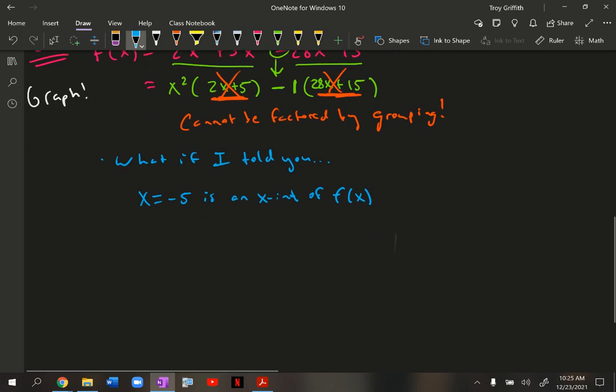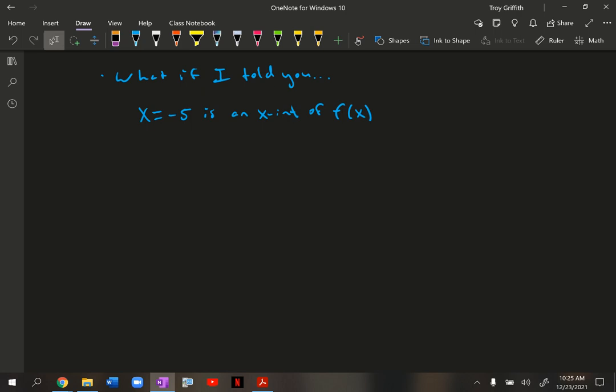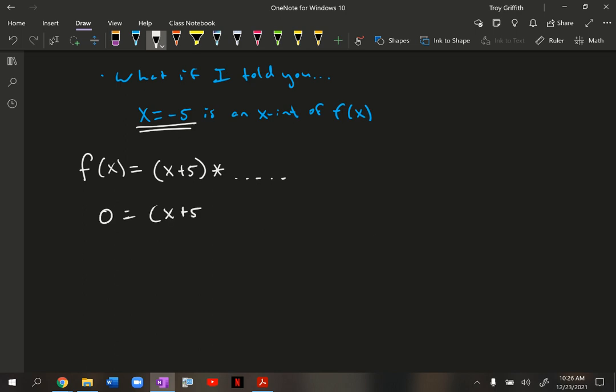If you think about how we find x-intercepts, what we do is we take the factored form of the function, we set it equal to 0, and we solve for x. Well, if that gives us an answer of x equals -5, then when we factor this, it has to be x plus 5 times a bunch of other stuff. That way, if I set this equal to 0 and solve for x, one of my answers is going to be -5.